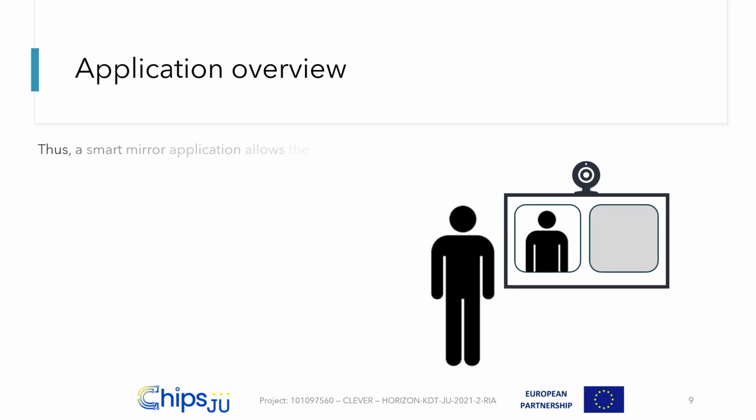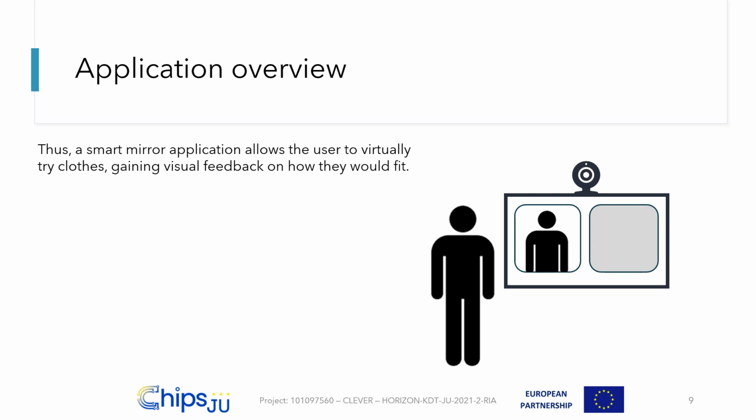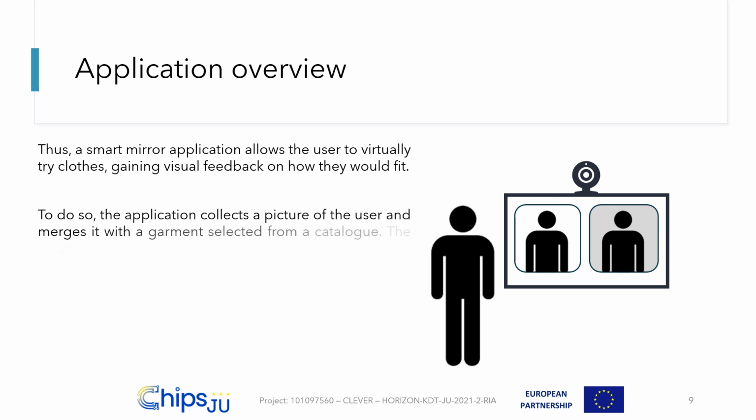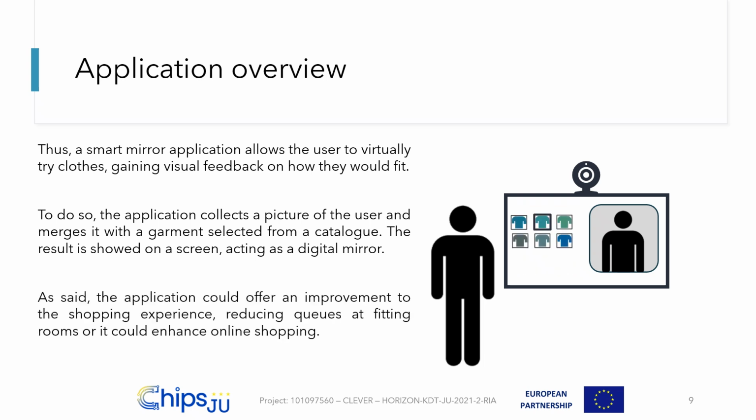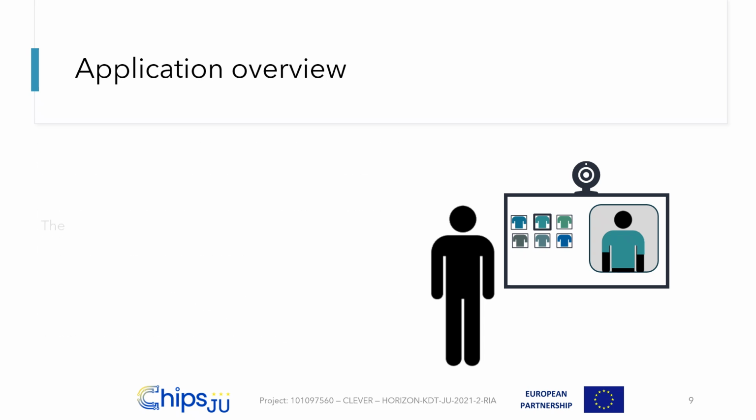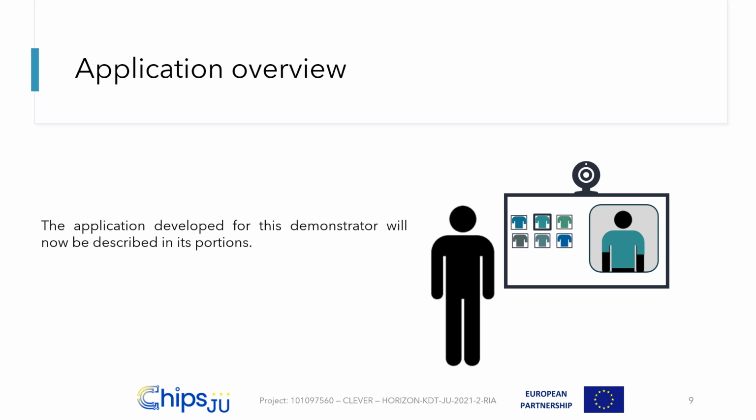Thus, a smart mirror application allows the user to virtually try clothes, gaining visual feedback on how they would fit. To do so, the application collects a picture of the user and merges it with a garment selected from a catalog. The result is shown on a screen, acting as a digital mirror. As said, the application could offer an improvement to the shopping experience, reducing queues at fitting rooms, or it could enhance online shopping. The application developed for this demonstrator will now be described in its portions.